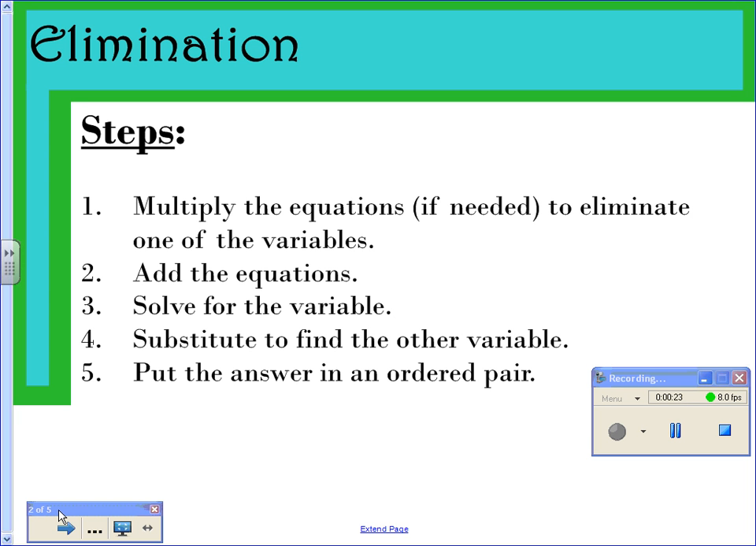First, you're going to multiply your equations, if needed. You don't always need to do this step, to eliminate one of the variables. Then you're going to add your equations, and you're going to solve for the remaining variable. Then you're going to substitute to find your other variable and write your answer as an ordered pair.